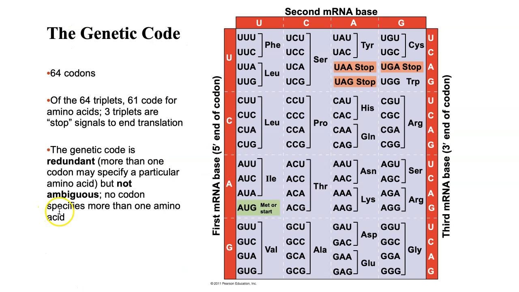You'll also see that it is not ambiguous, which means that no codon specifies more than one amino acid. In other words, CUU only ever codes for leucine. CGU only ever codes for this one, arginine, right? This codon cannot code for anything else. So we can have multiple codons coding for the same amino acid, but one codon cannot code for multiple amino acids. So the genetic code is redundant and not ambiguous.